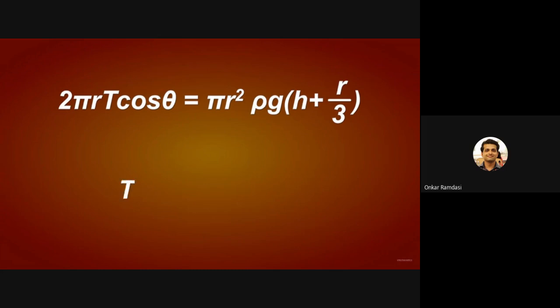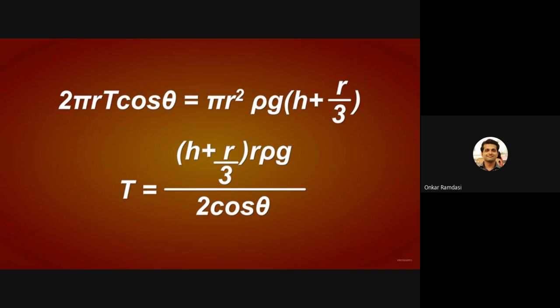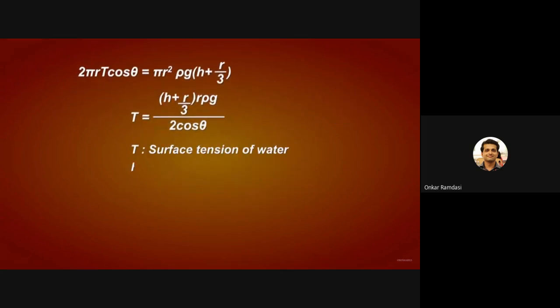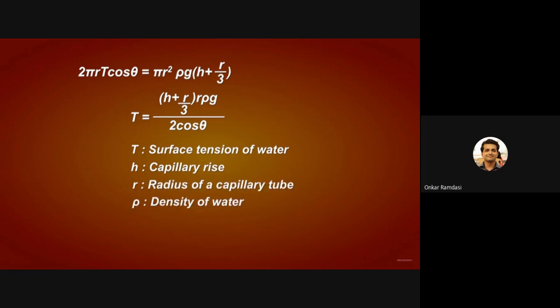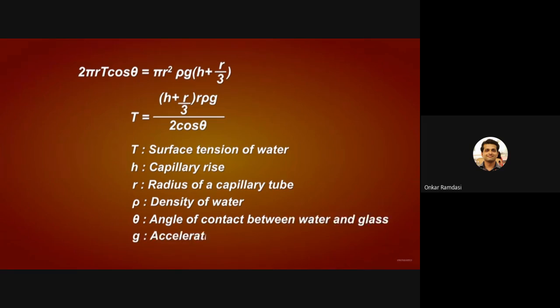That is, 2πrT cos θ = πr²ρg(h + r/3), or T = (h + r/3) rρg / (2 cos θ), where T is the surface tension of water, h is capillary rise, r is radius of the capillary tube, ρ is density of water, θ is the angle of contact between water and glass, g is acceleration due to gravity.